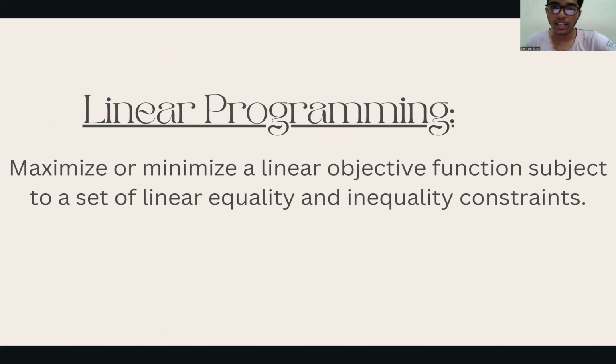The other example of an optimization problem is linear programming. The objective of linear programming is to maximize or minimize a linear objective function. There will be a linear objective function and we have to maximize or minimize it, subject to a set of linear equality and inequality constraints. So this is the main objective of linear programming, which is one of the examples of optimization problems.